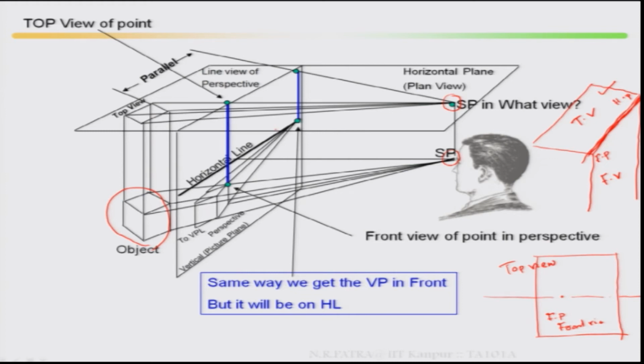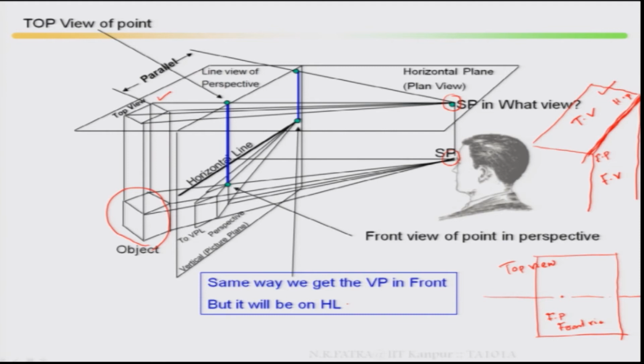Then from the same station point you are looking at this object along the horizontal line. Now this object along this line, you project it back, so this will be your top view. Here, what you are looking at in third angle projection will be your top view. Then what you are looking at here will be a front view, and this will be a top view. Now I have taken this station point.